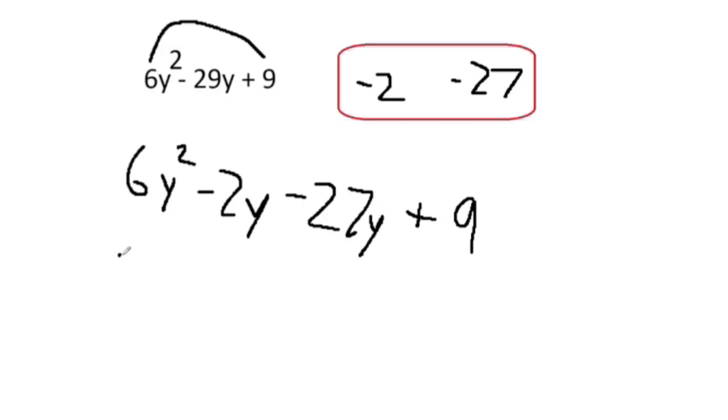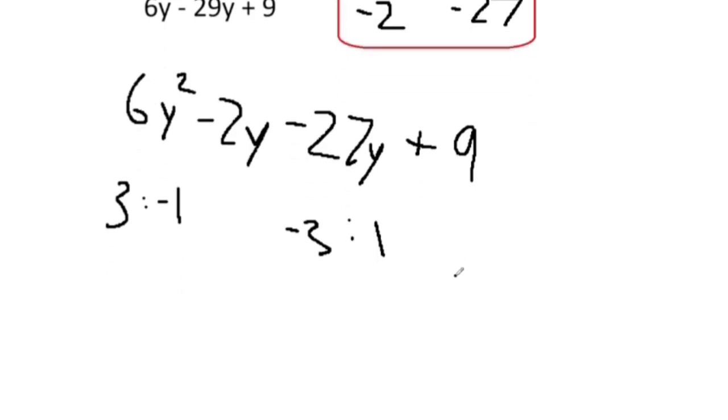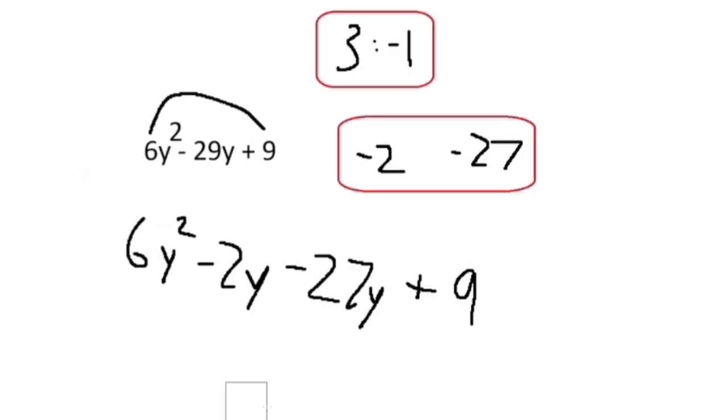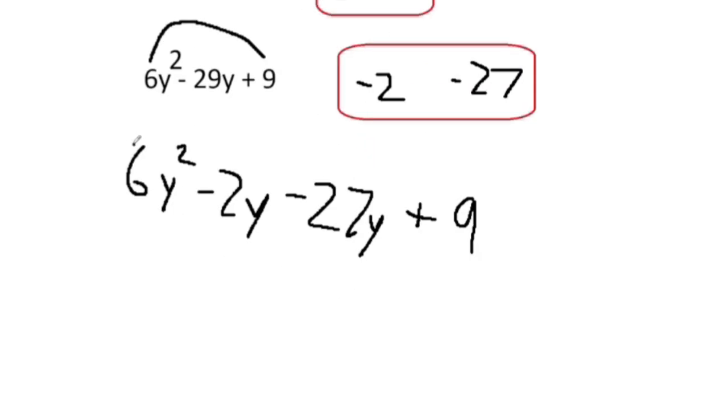Now this here is a ratio of 3 to negative 1. And this right here is a ratio of negative 3 to 1. Now these ratios are the same because you can just put this negative over here. So both of these ratios are 3 to negative 1. Let's put a box around that and bring it back up to the top. Now that we know what our ratio is, let's try to factor this out. We can take a y out of here, and we can take a 2 out of here. So we get 2y, parenthesis, 3y minus 1.